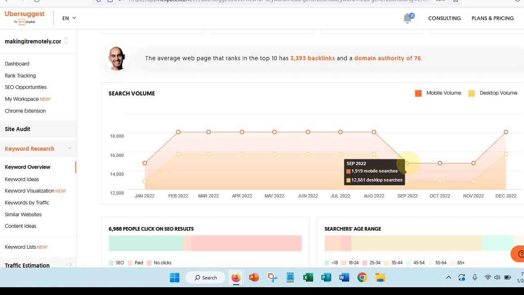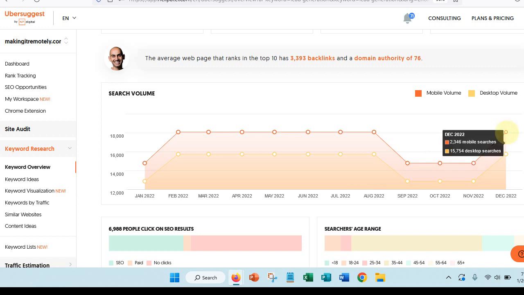But you also want to narrow this down some. So we'll talk about that more in a moment. But this kind of stayed constant through the month of November, and then it started peaking again in the month of December. It went back up to about 18,000.